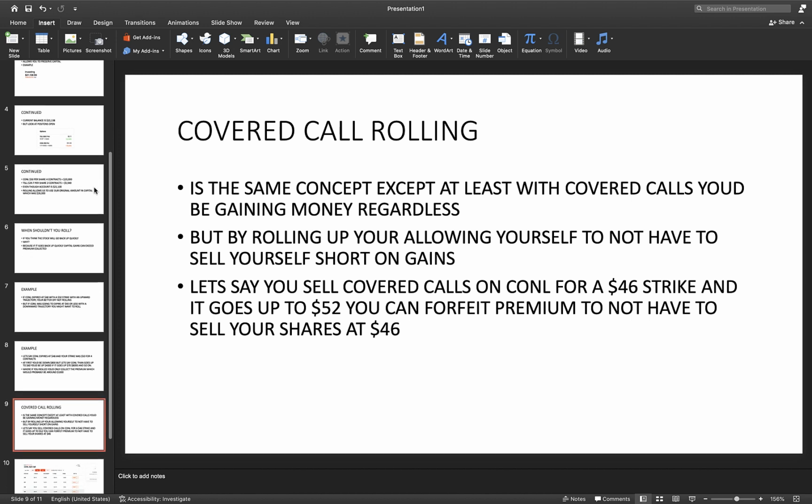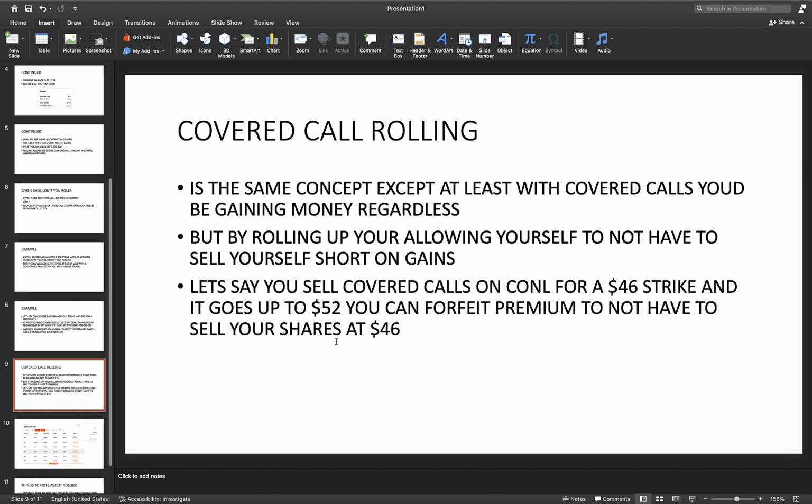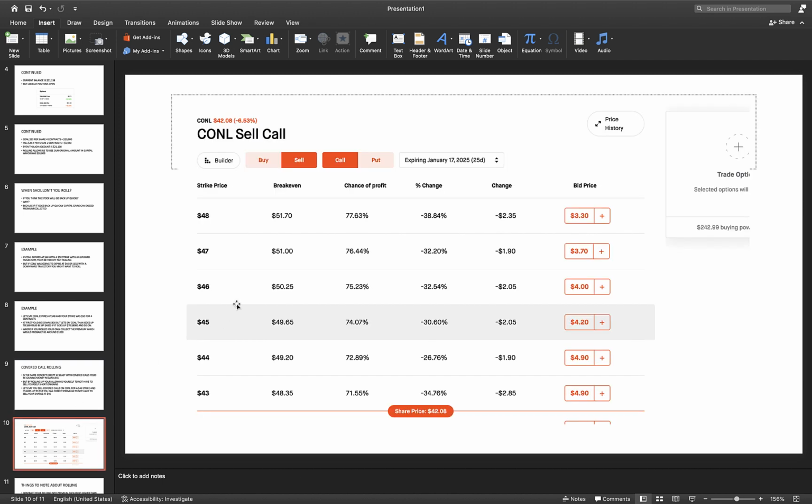You can roll, right? Forfeit some premium. So this way you don't need to sell at 46, but you can sell at 49, 50, or maybe even higher. So just looking at the option chain, right? CONL's at 42 currently. Let's say you sold $45 calls. So that means you're going to collect $420 premium per contract, plus you would get the capital gains from 42.08 to 45. But let's say it goes all the way up to 50 or 48.